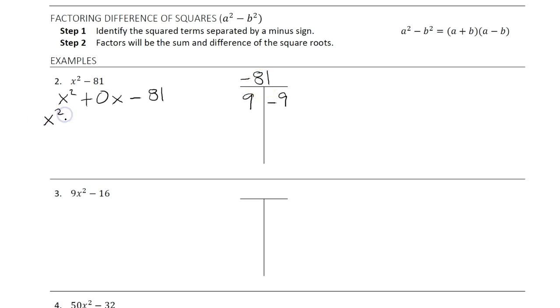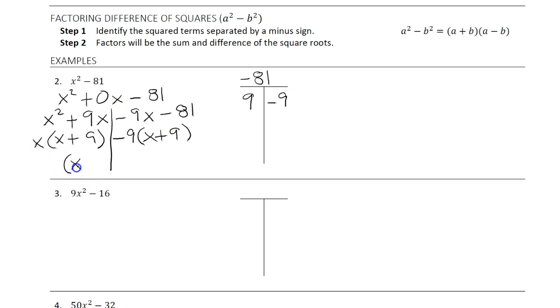Now I write my 4 terms. x squared plus 9x minus 9x minus 81. Factor by grouping. The answer is x plus 9 times x minus 9, which is what we would expect since we got a difference of squares. And notice how easily we could have guessed this. We could take the square root of the first term and put it in the beginning, and the square root of the second term and put it in the end, as soon as we saw that we had a difference of squares, then a plus and a minus in the 2 factors.